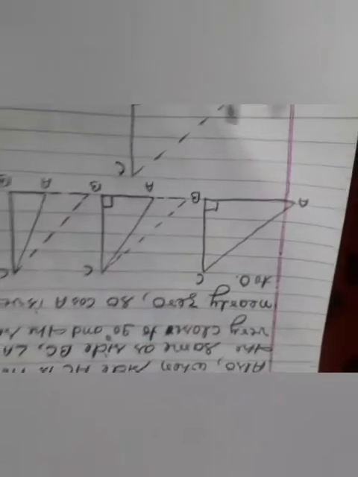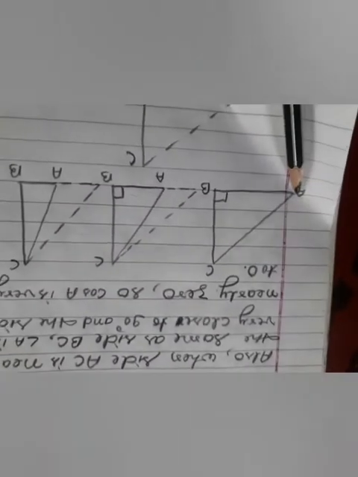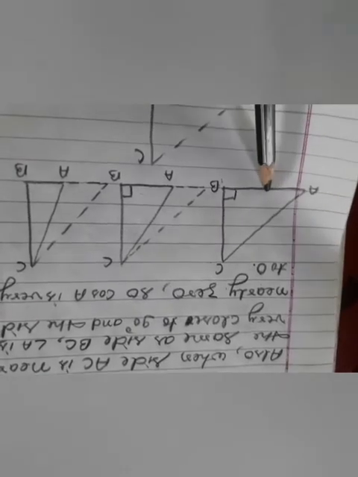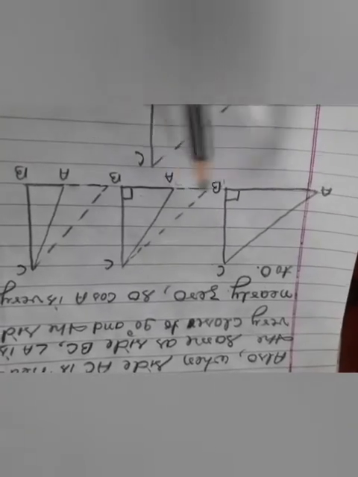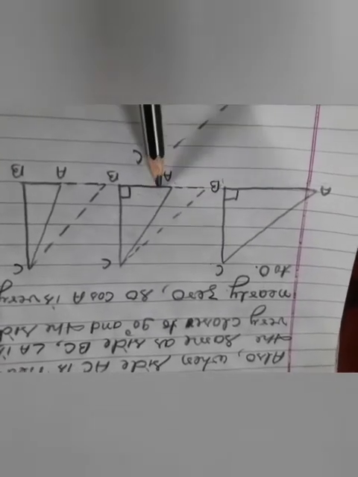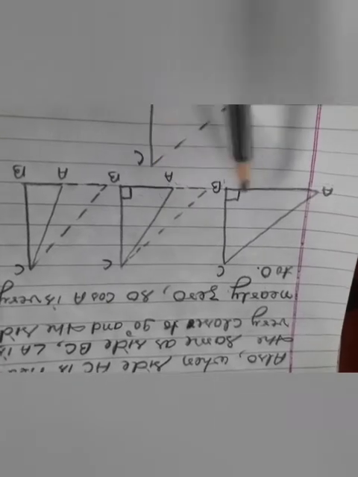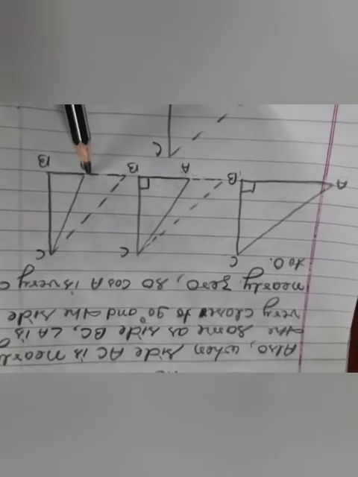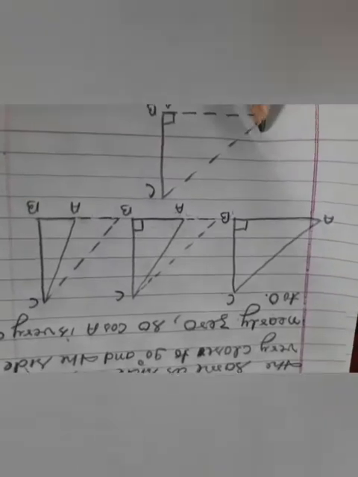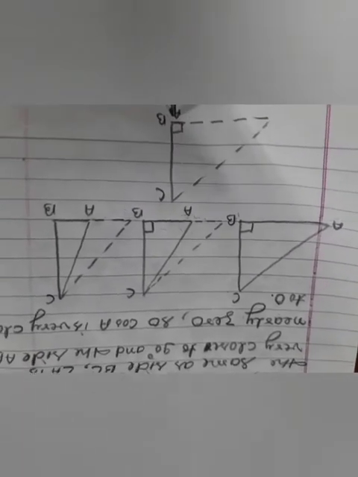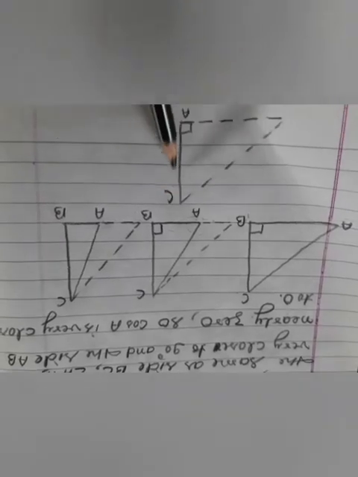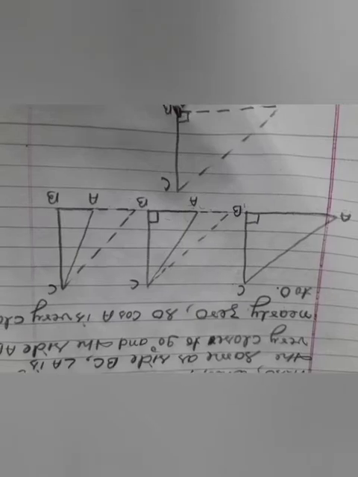Now look at the figure. Here is the first step. ABC is a right angle triangle. As the angle increases, at last AC and BC coincide. Okay.